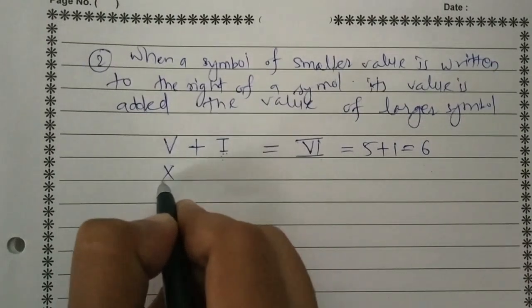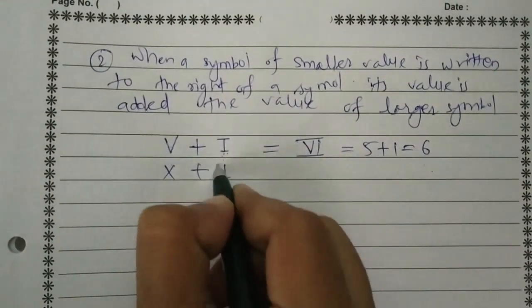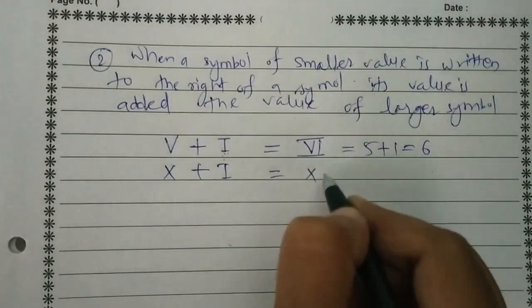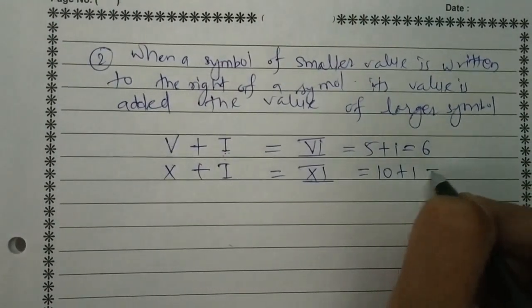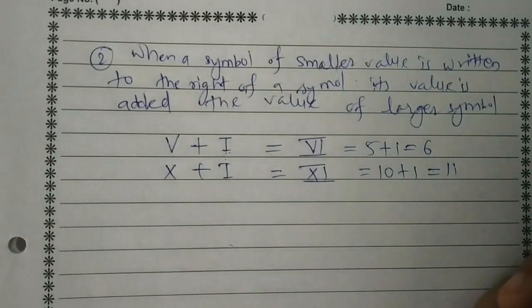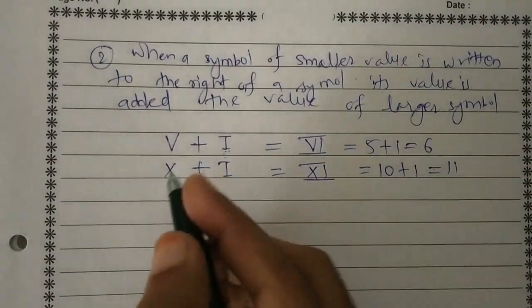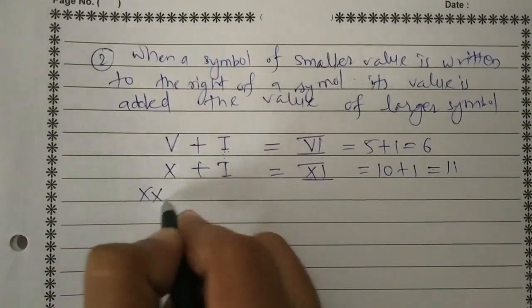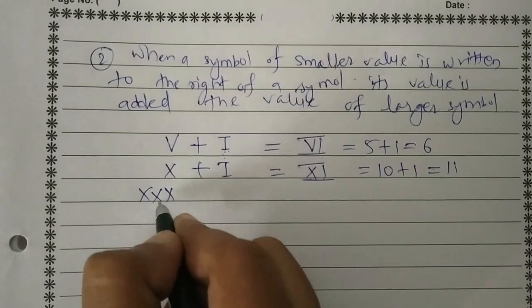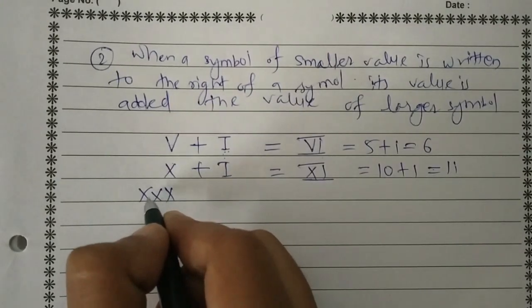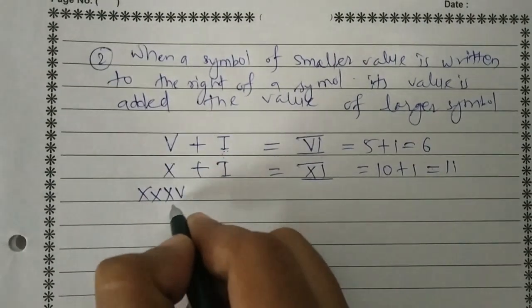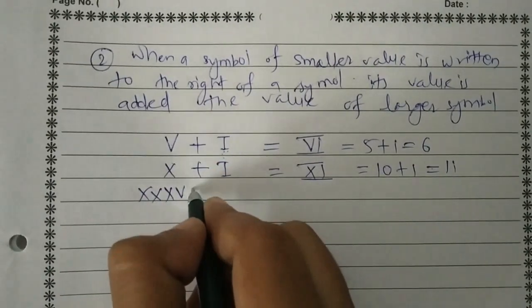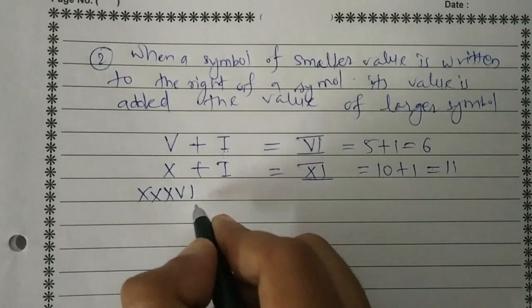It will be added to the value of the larger symbol. In the same way, suppose this is 10 plus I. That means I will write it like this. So it is 10 plus 1. It will be 11. You can only take the same letter thrice, not more than that. So it is 10, 10, 10. It is 30. If I am adding 5 in this, it will be 35. If I am adding one more, it is going to be 36.